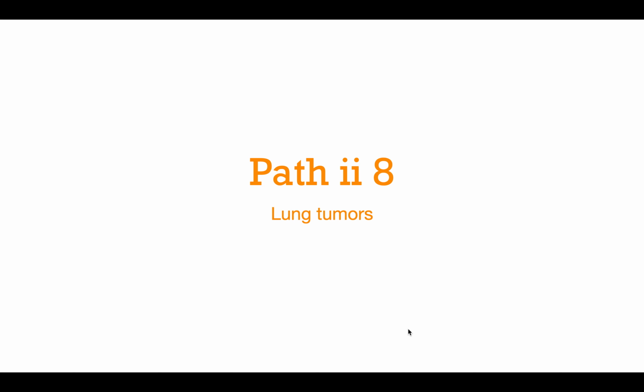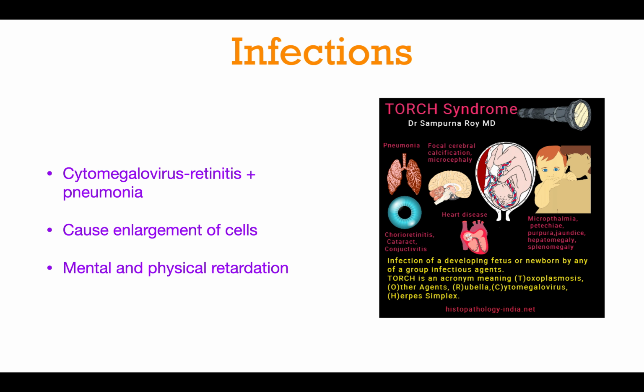Today we're going to go through lung tumors. So the lung tumors can be started by an infection, in particular the cytomegalovirus. That's part of the TORCH syndrome. The TORCH would be a group of infections that really negatively affect the developing fetus.